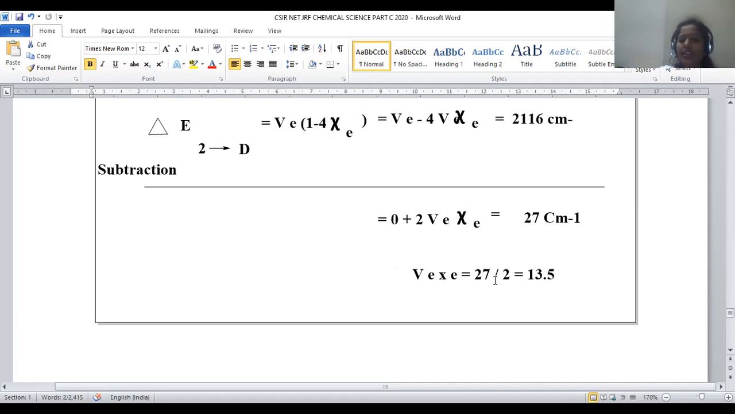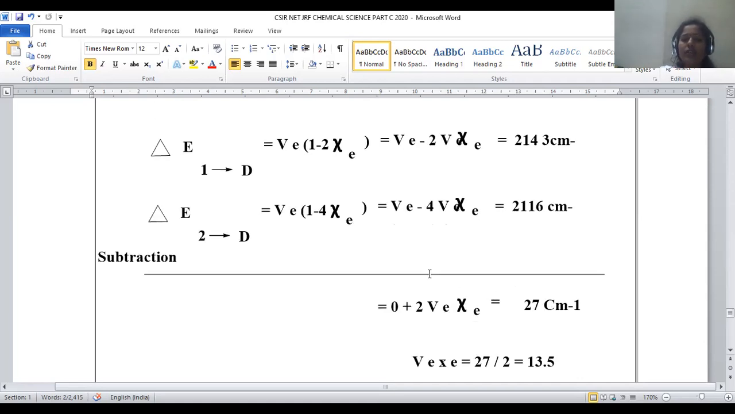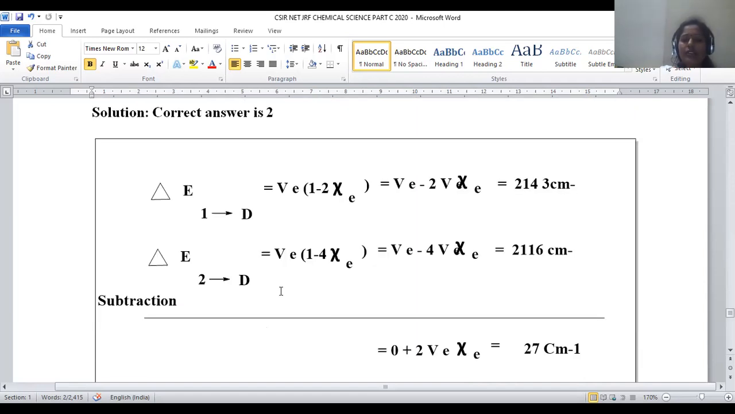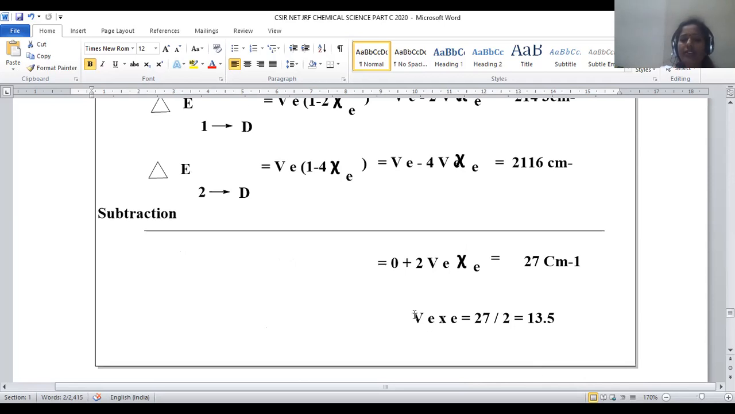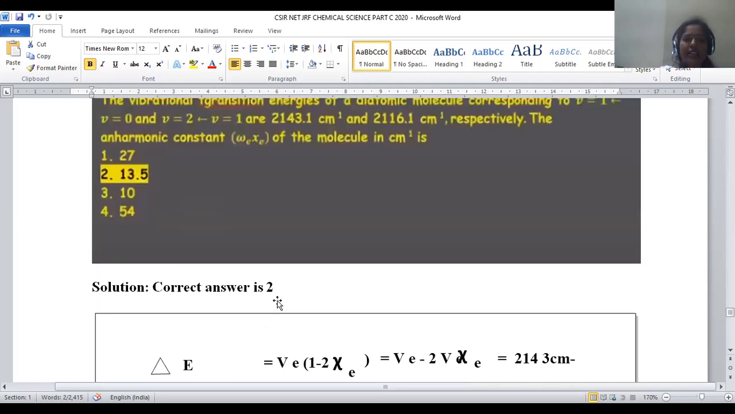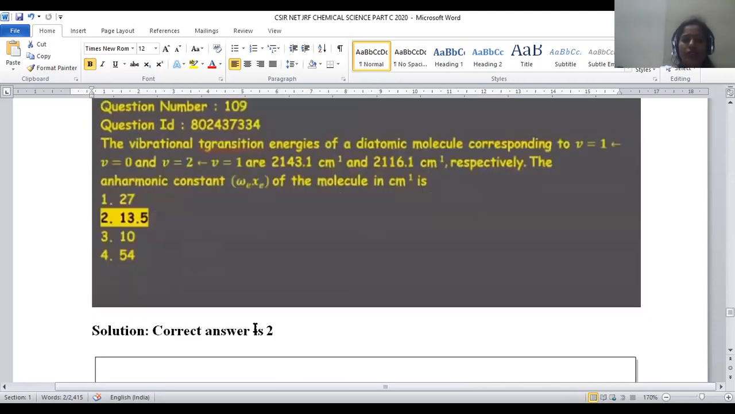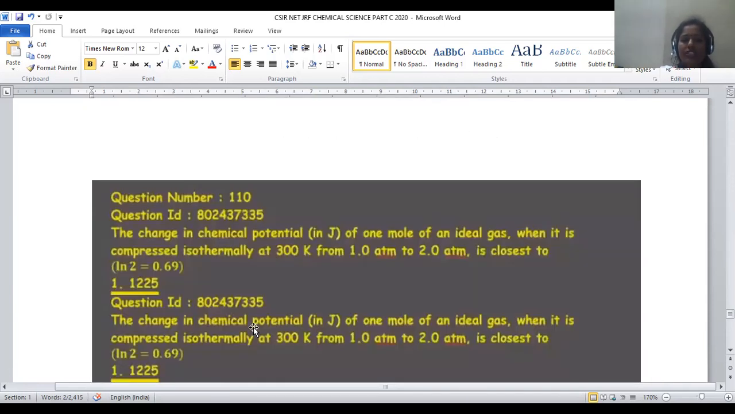VE chi is taken as 27 by 2. 27 by 2 is nothing but 13.5. What is the value here? 13.5 will be the value. That is nothing but the anharmonic constant, right? So the anharmonic constant VE chi is taken as 13.5. For question number 109, option number 2 will be the right answer. So let us move on to the next question.